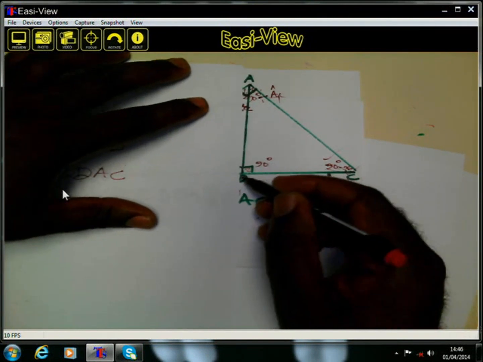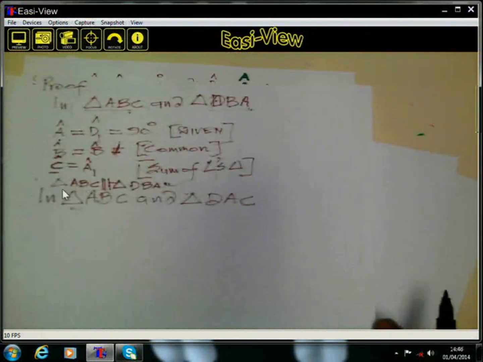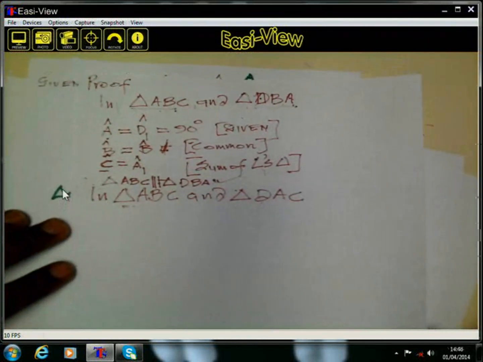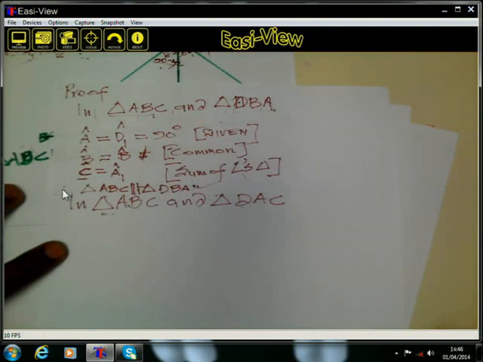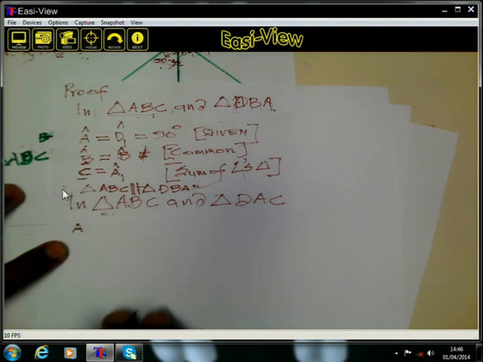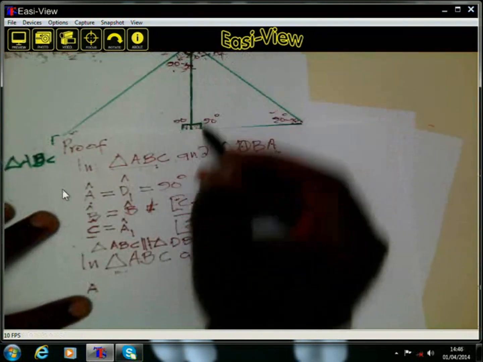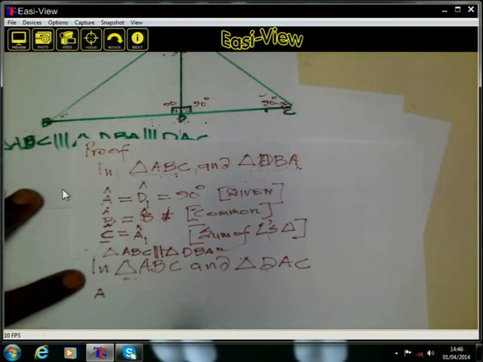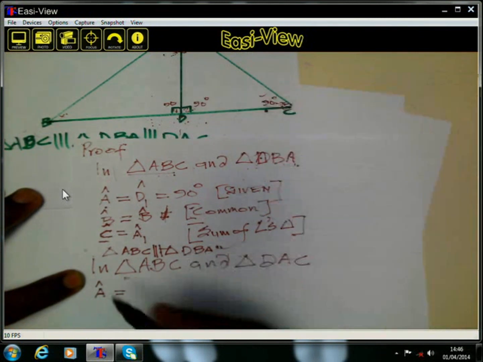That is this triangle DAC with a bigger triangle ABC. What is it that we can source out as information to use? The first thing that I can spot in this triangle is that angle A, for the bigger triangle ABC, is going to be equal to angle D2.